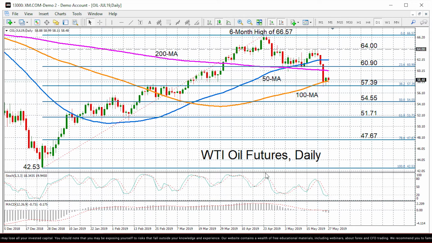And our final pair for today, or rather instrument, is WTI oil futures. At the moment, it's looking fairly bearish for oil in the short term. The stochastics are attempting to recover from oversold levels. Looking at the MACD, though, we can see the deterioration in the short-term picture with the histogram turning negative. There is immediate support coming from the 100-day moving average.